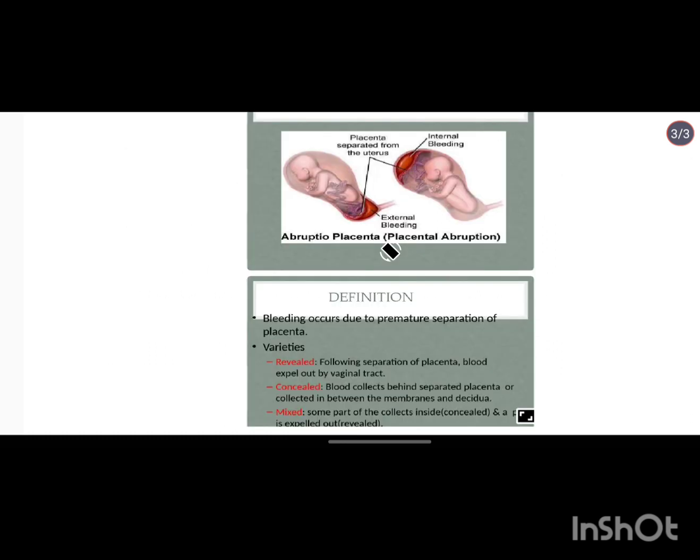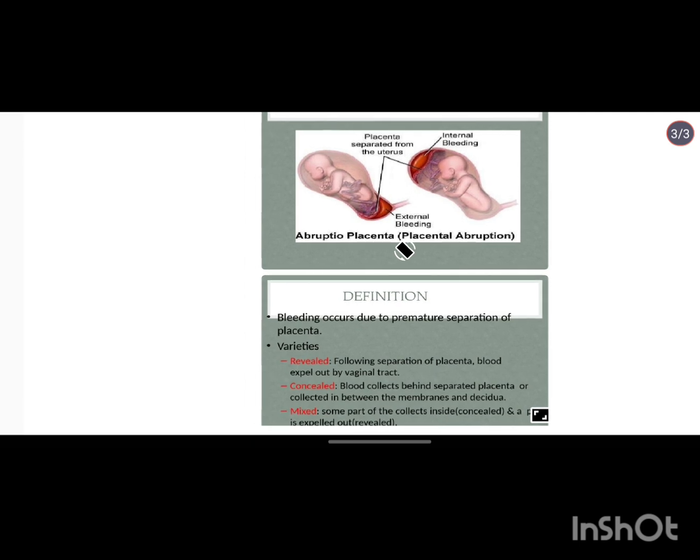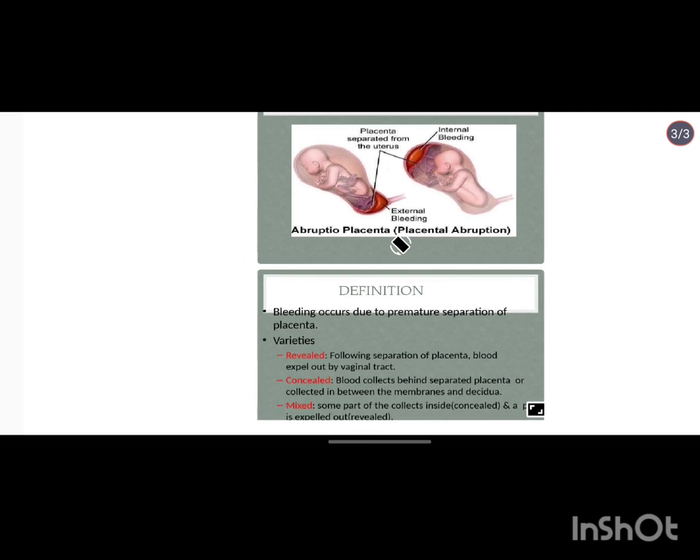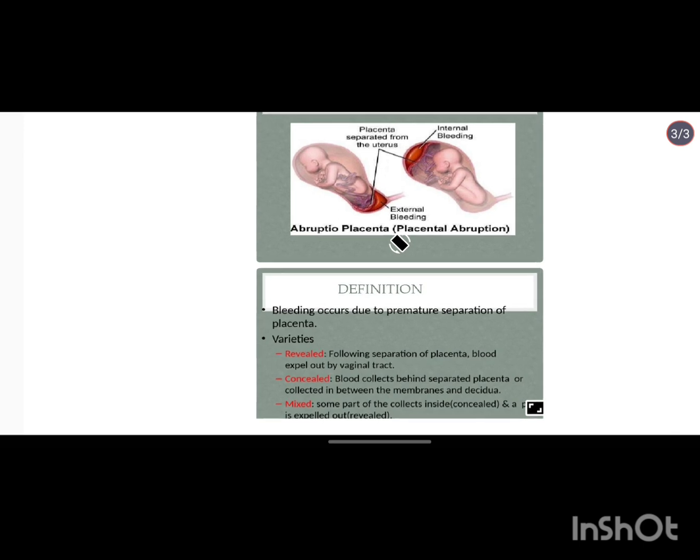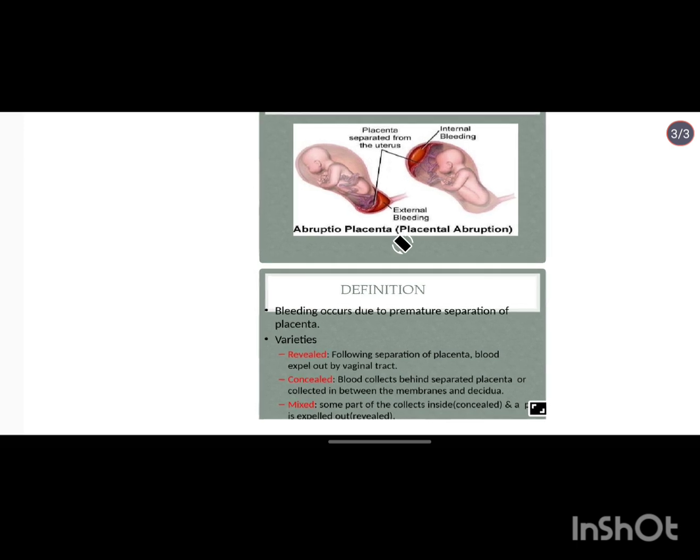Next, we will see the varieties of the premature separation of placenta. It is usually of three varieties. First one is revealed. Revealed is when the separation of the placenta occurs followed by the expulsion of blood through the vaginal tract. I repeat, in revealed, the separation of the placenta occurs followed by the expulsion of the blood from the vaginal tract. It is called as revealed.